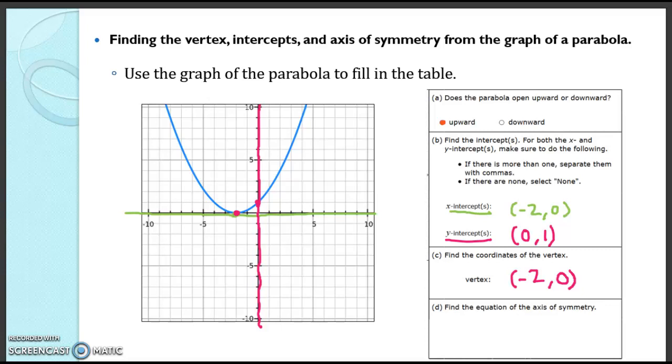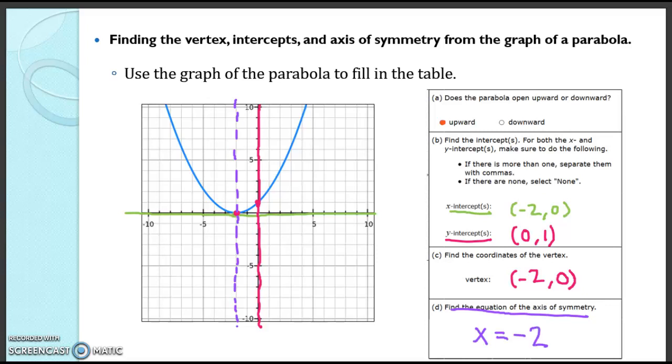Now, find the equation of the axis of symmetry. The axis of symmetry is where if you were to fold the parabola in half, it would land on top of itself. Now that only happens when you draw this vertical line through the vertex. So the equation of the axis of symmetry is the equation of this vertical line through the vertex. A vertical line is always x equals, and this happens to be at -2.